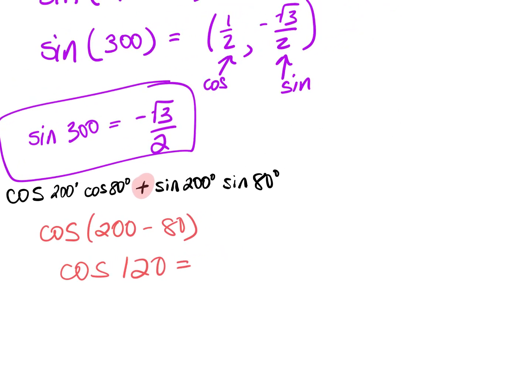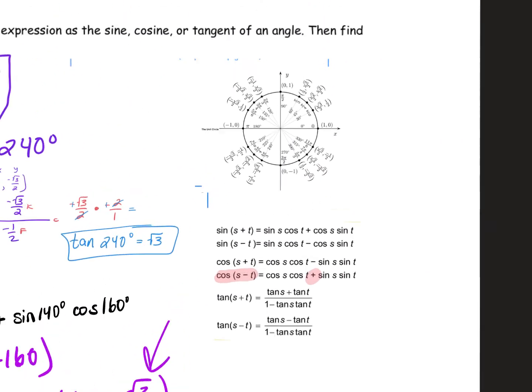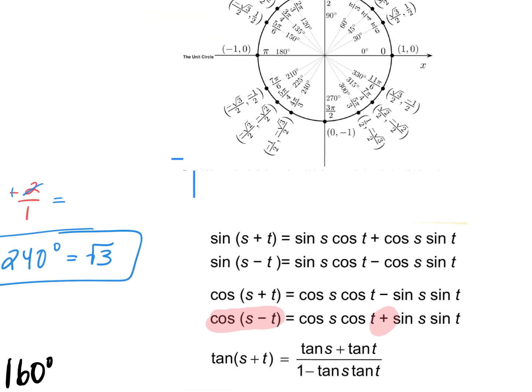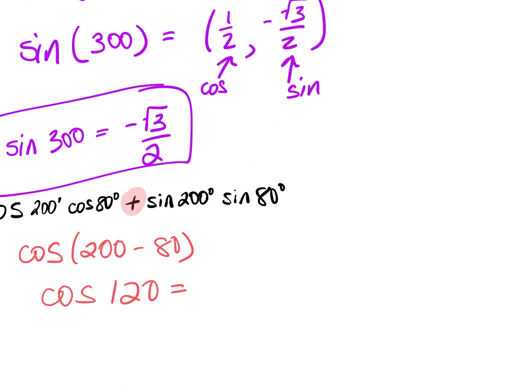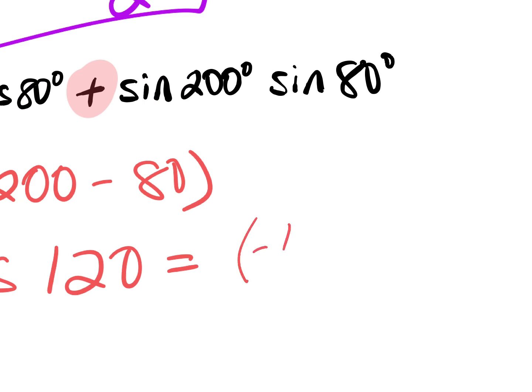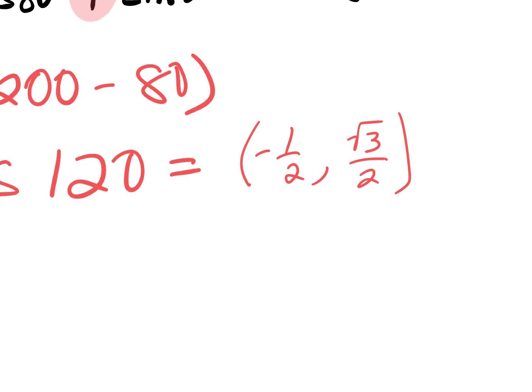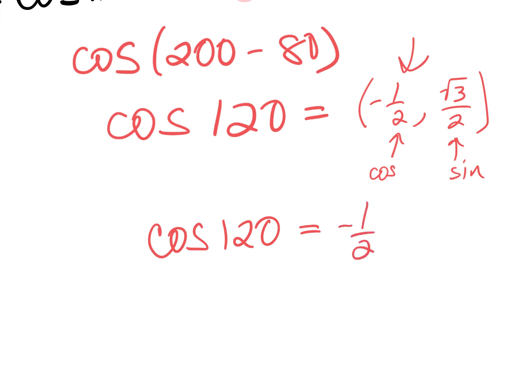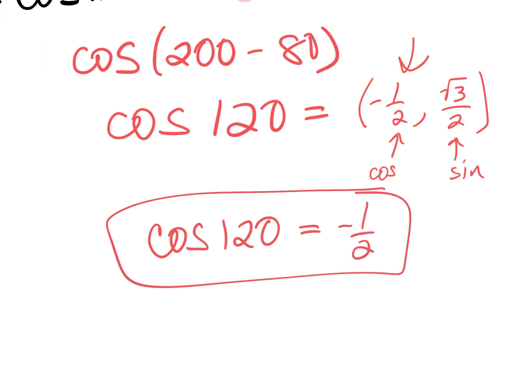So I go to my unit circle and I say, okay, where is 120 on the unit circle? And it's negative 1/2, positive root 3 over 2. Remind yourself, your x value is cosine, your y value is sine. So since we're looking for cosine, you would say cosine of 120 equals negative 1/2. So in this case, we're just working backwards.